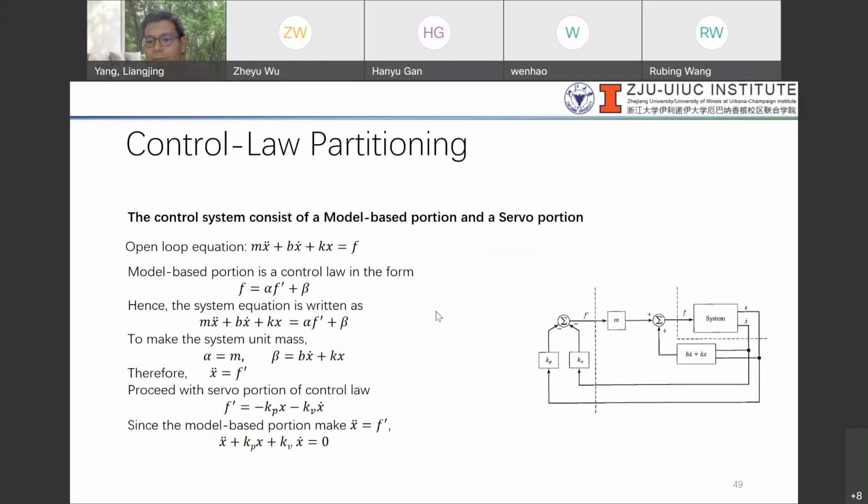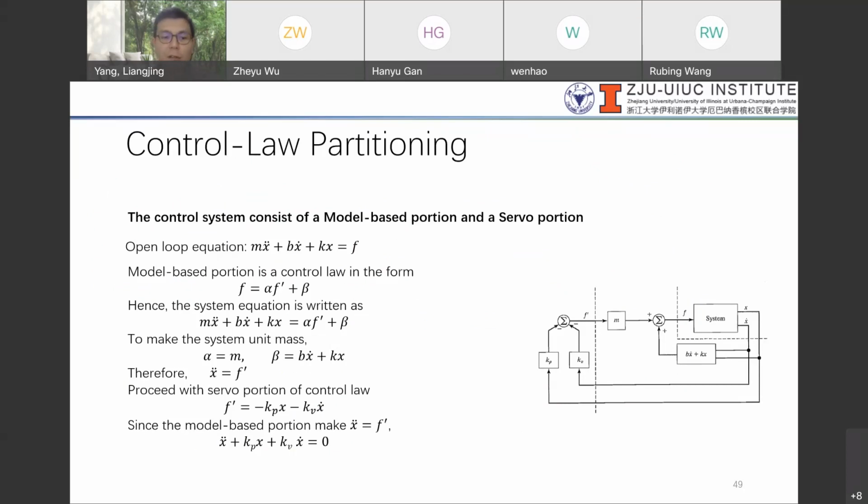And so this last part here, I'm going to show you something that is probably not as common, but you will see why this is useful later on when we move on to looking at systems with non-linearities. This is the control law partitioning approach.